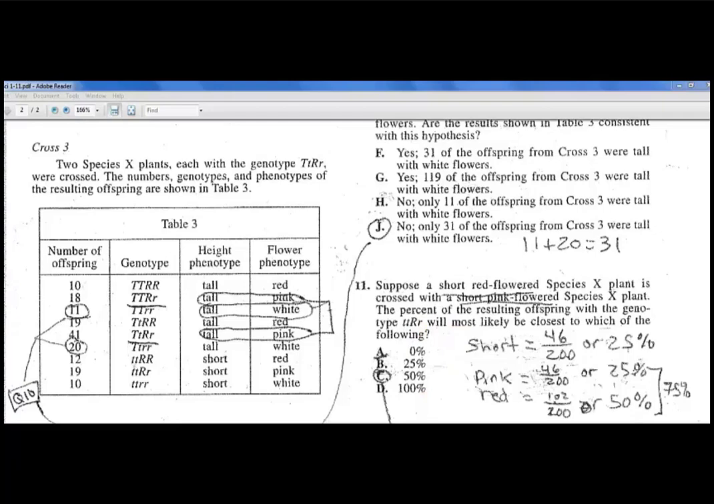First things first, a quick review of some genetics. Whenever you have a capital T and a capital T, these are considered dominant genes. How do you know that? Here is the capital T genotype, and you see that it is going to produce a tall plant. We are looking for short.